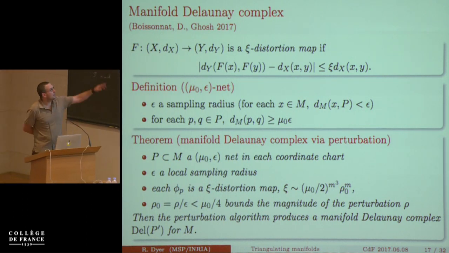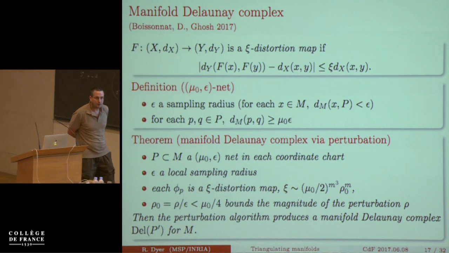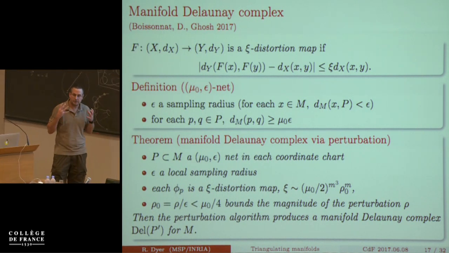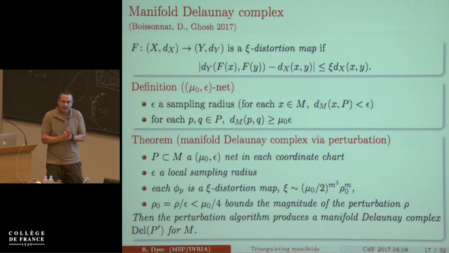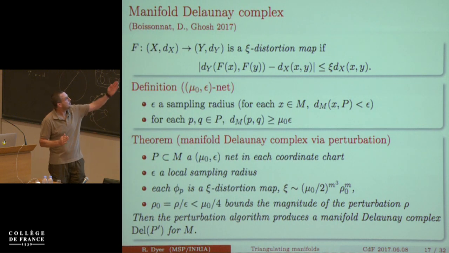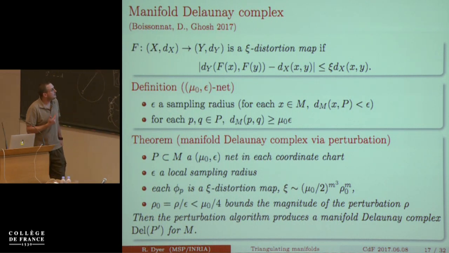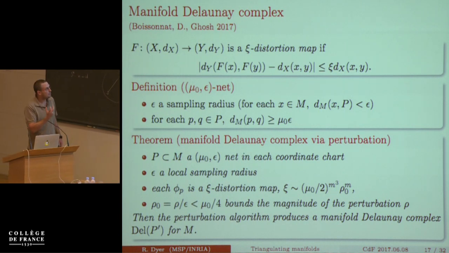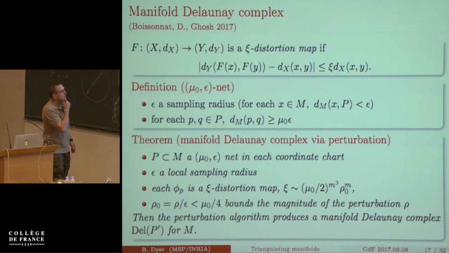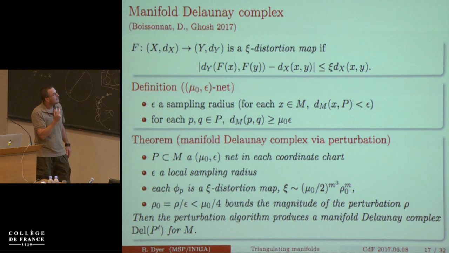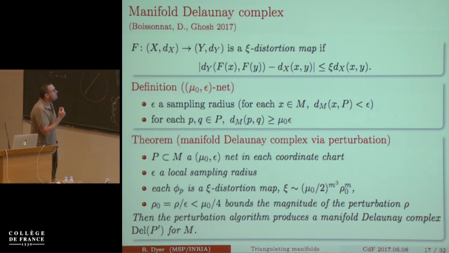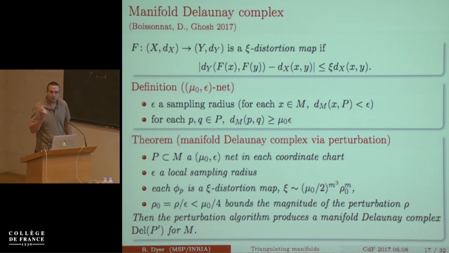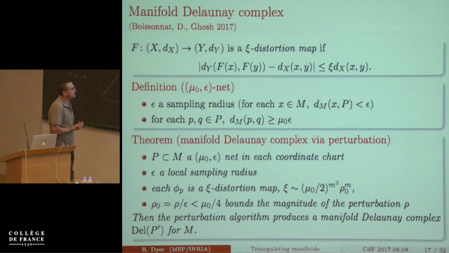A mu epsilon net. This is just our sampling criteria. We're going to demand that we have a sampling radius epsilon, and we need a sparsity condition, which will be mu naught epsilon, and that's a mu epsilon net. So now if we look in every coordinate chart, we have this mu epsilon net condition, and the epsilon actually can be local, specific to each coordinate chart.